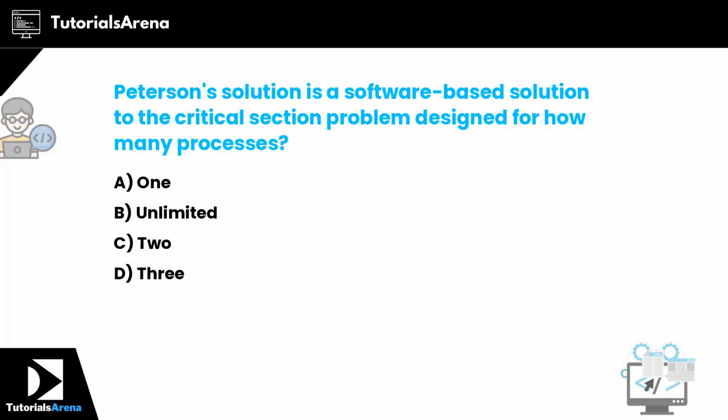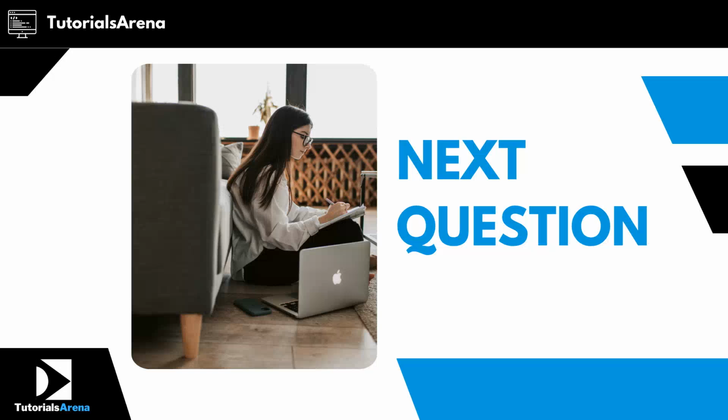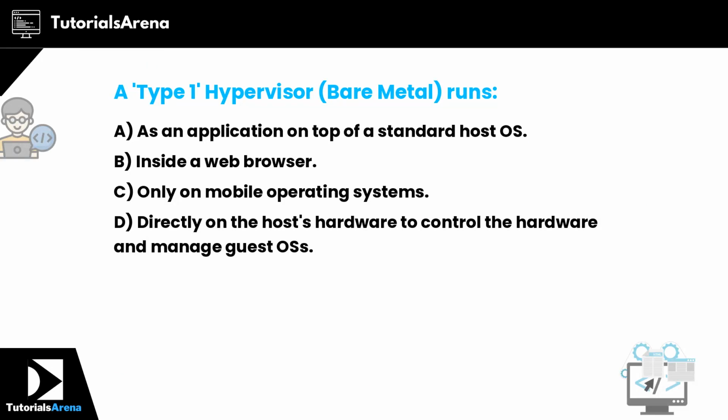Peterson's solution is a software-based solution to the critical section problem designed for how many processes? The correct answer is option C, 2.